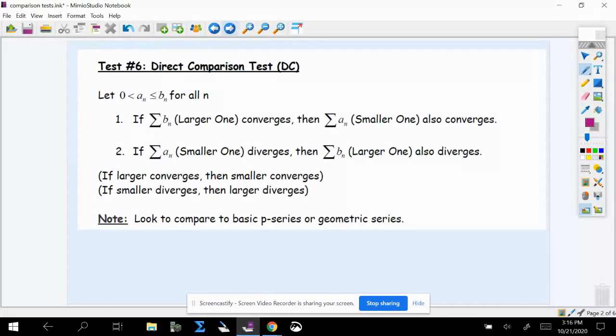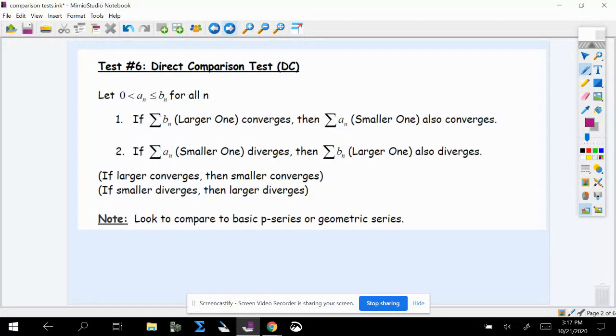And here are 2 things that I know about direct comparison. I know that if I can prove that the larger one converges, then the smaller one has to as well, which should make sense, because if the larger one is converging to a finite number, then the one that's smaller must also converge to some sort of finite number. The other thing that I know is if the smaller of the 2 series diverges, then the larger one must diverge as well. The smaller one is going to get bigger and bigger, so of course the larger one must also do the same.